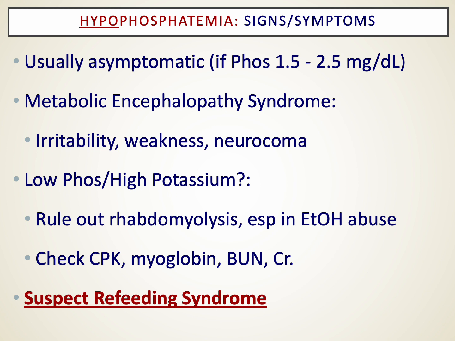The signs and symptoms of hypophosphatemia: if the phos is above 1.5, usually it's asymptomatic. Where you see a problem is where you see levels below 1.5 or below 1. You might see encephalopathic presentation with irritability, weakness, and comatose type state. And you want to rule out, if they have a low phos and a high potassium, rhabdo, particularly if they have alcohol abuse or a risk for rhabdomyolysis, like a statin use or a recent fall. You can check the CPK, myoglobin, BUN, and creatinine.